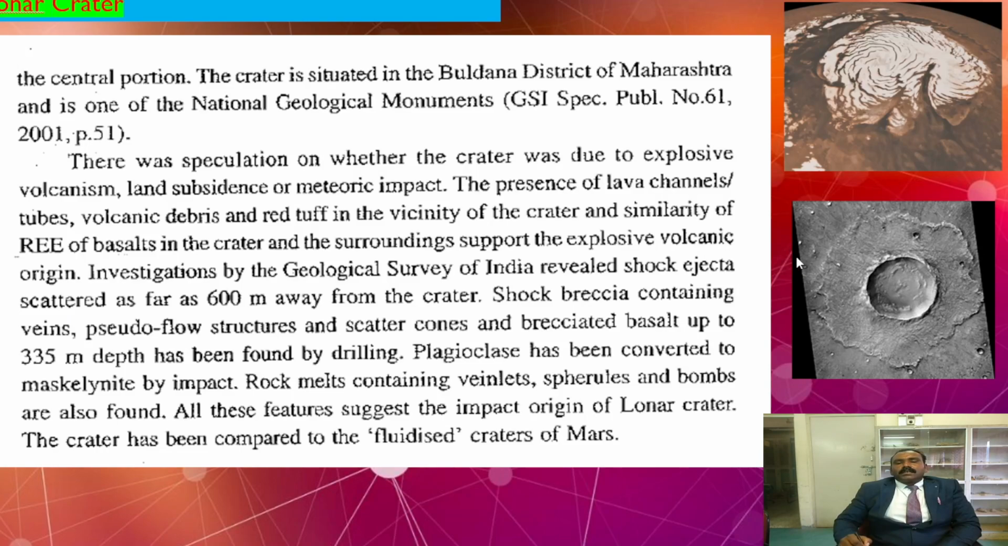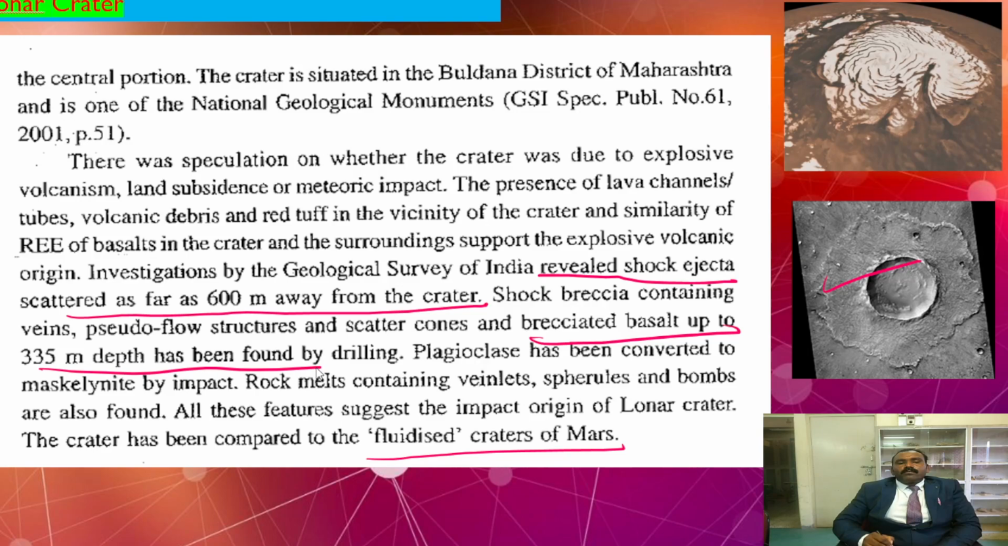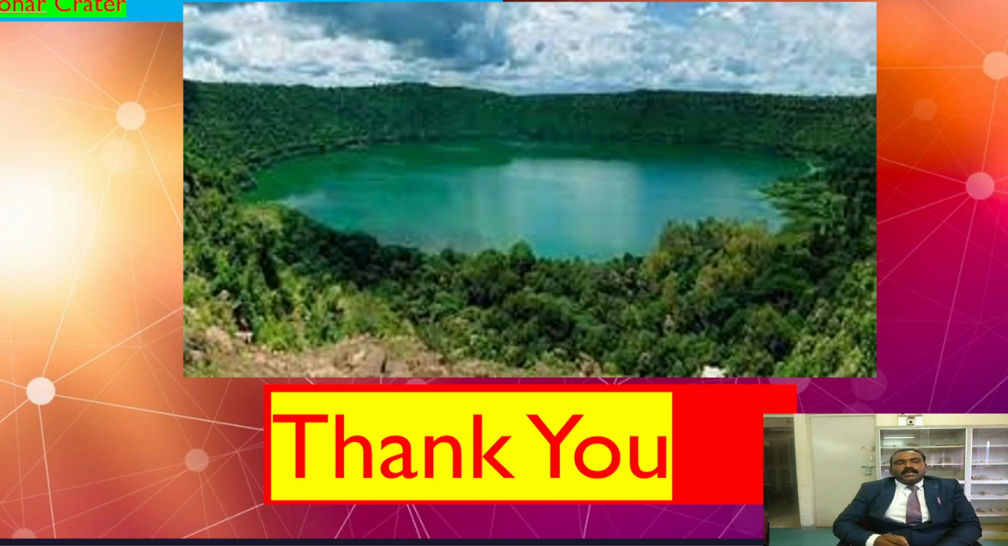It means that the Lonar crater is equivalent to a fluidized crater of Mars, in which shock ejecta were scattered around 600 meters away from the crater, and exploration drilling has found brecciated basalt up to 335 meters depth. That means two evidences: one is brecciated basalt deeply situated at 335 meters, and the shock ejecta up to the 600 meter periphery of the main crater. This shows that the Lonar crater in the Deccan is unrelated to the activities of the volcanic province flood basalt, and is connected just to a meteoric impact, and therefore unrelated to volcanic activities.